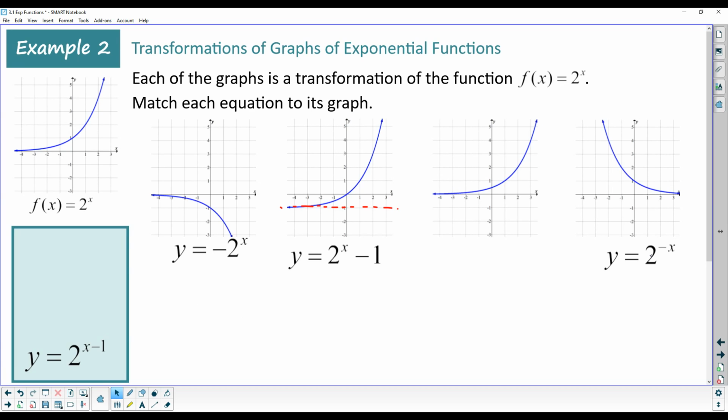And so this one, if it's with the x, it shifts it to the left or right. So this one is shifted to the right 2 units. You can see it goes through the point 1, 1 now. Used to go through the point 0, 1. It shifted it to the right by 1 unit.